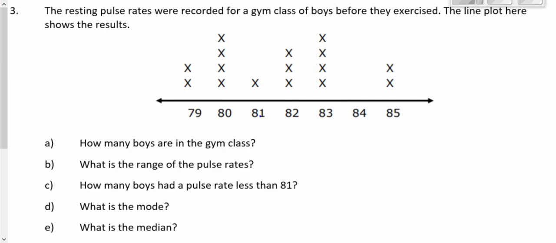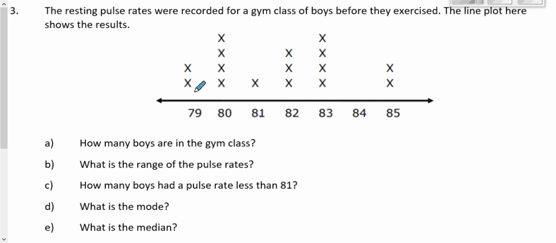All right, number 3. Resting pulse rates were recorded for a gym class of boys before they exercised. The line plot here shows the results. So we have it between 79 and 85. It wants to know how many boys are in the gym class.